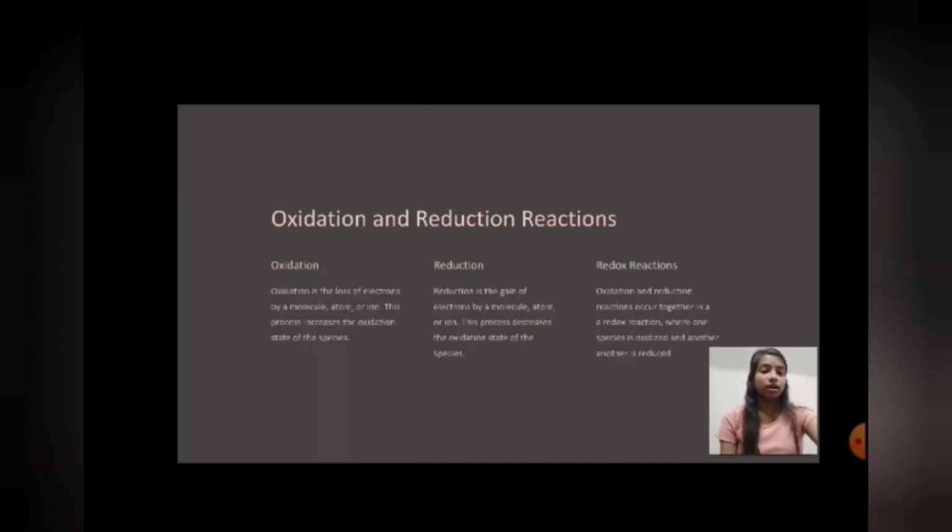Oxidation and reduction reactions. Oxidation is the loss of electrons by a molecule, atom or ion. This process increases the oxidation state of the species. Reduction is the gain of electrons by a molecule, atom or ion. This process decreases the oxidation state of the species. Redox reactions: oxidation and reduction reactions occur together in a redox reaction, where one species is oxidized and another is reduced.